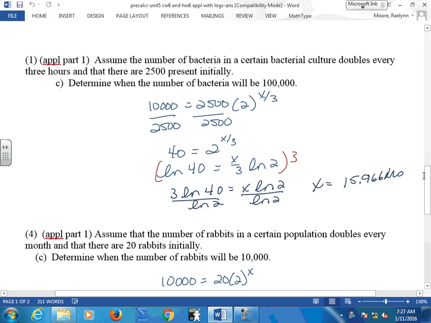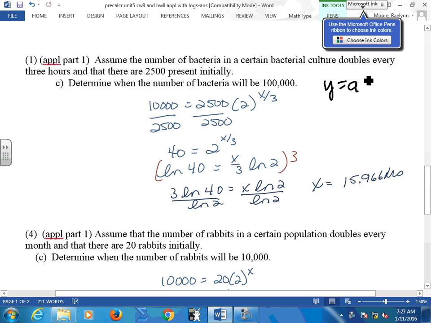All right, you had this one. This works off of your y equals ab to the x. They all do, but this is where your rate goes. This is where your initial value goes. There's no compounding here. Time.